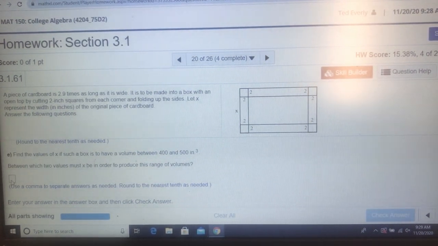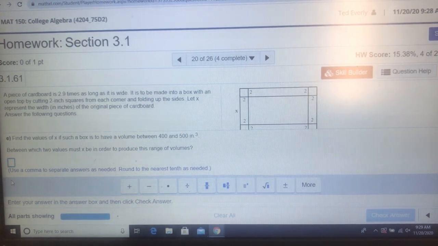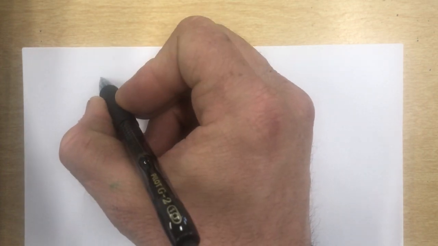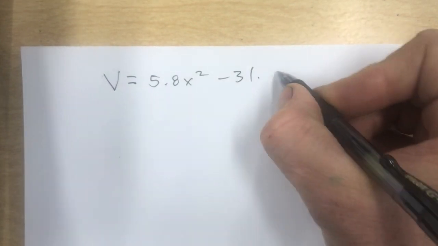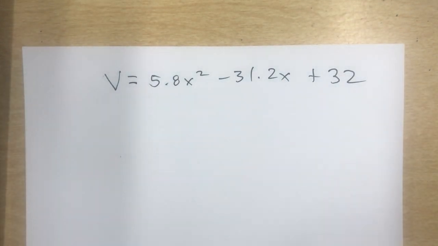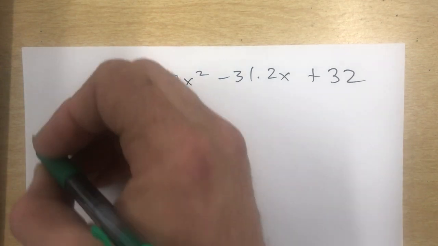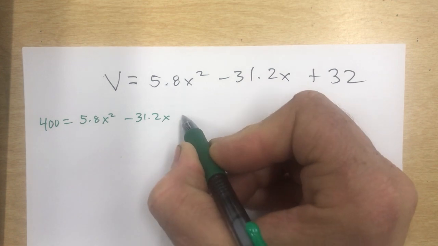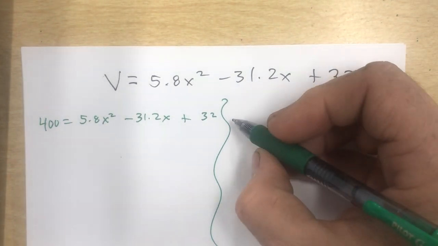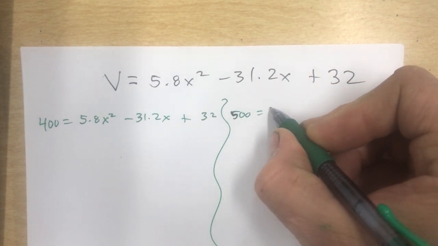All right, now this problem just keeps going. Find the values of x such that a box has a volume between 400 and 500. So what we're going to have to do is the same thing we just did on this problem a minute ago. I've got this volume. It's 5.8x squared minus 31.2x plus 32. That's my volume. So what values of x make the volume between 400 and 500? So I'm going to have 400 equals 5.8x squared minus 31.2x plus 32. And I'm going to have 500 equals that.